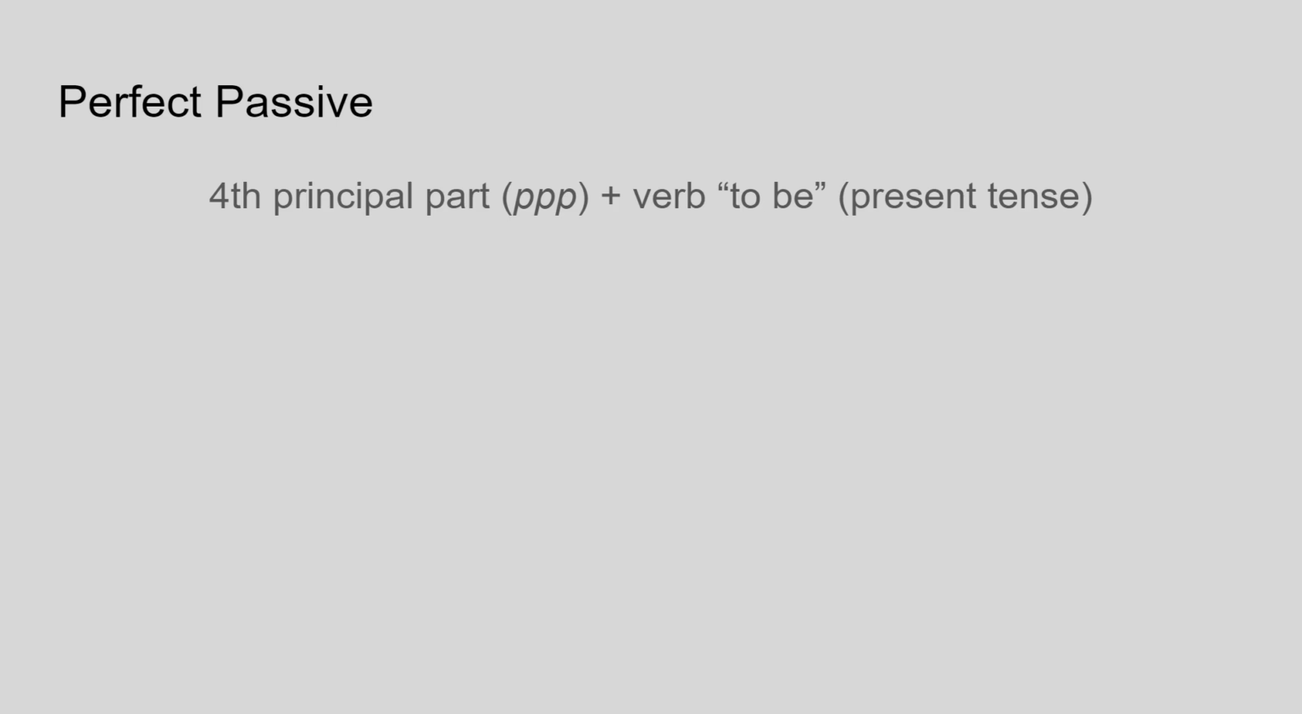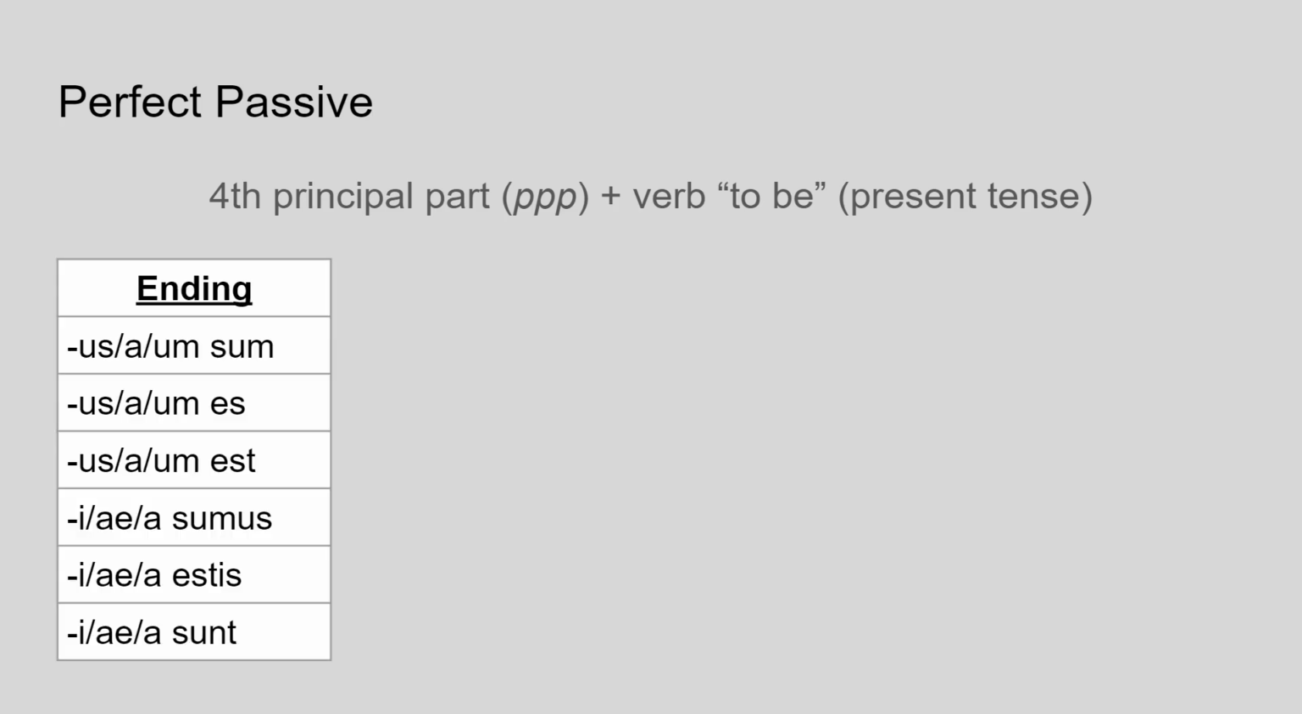For this one, you take the fourth principal part, which is called the perfect passive participle. Then you add on the verb to be in the present tense. Now, an important thing to know, because I've written -us, -a, -um, and who knows what that means? Well, portatus, portata, portatum, which is the perfect passive participle, acts like an adjective here. So you have to use the nominative singular endings for I, you, he, she, it. So that's my -us, -a, -um with the slashes that I've got in the first three.